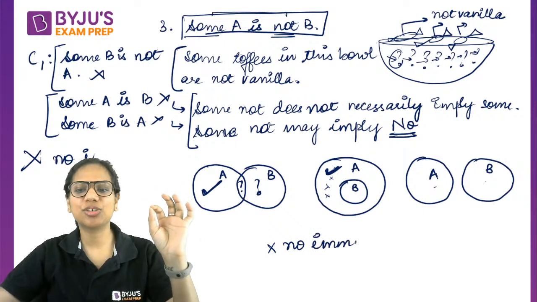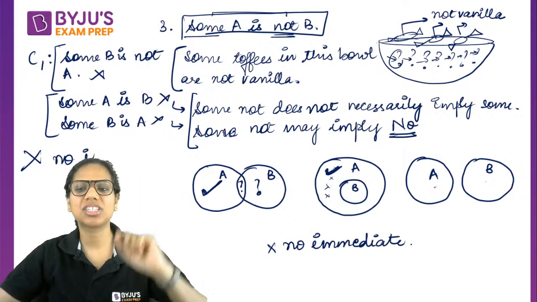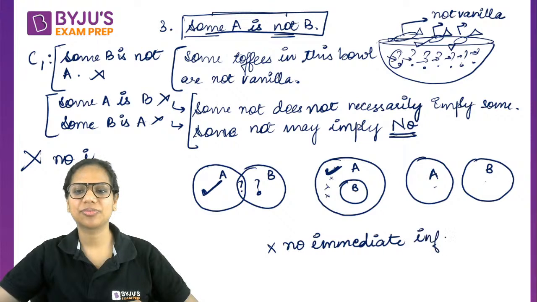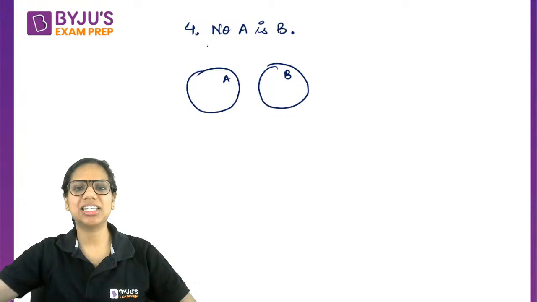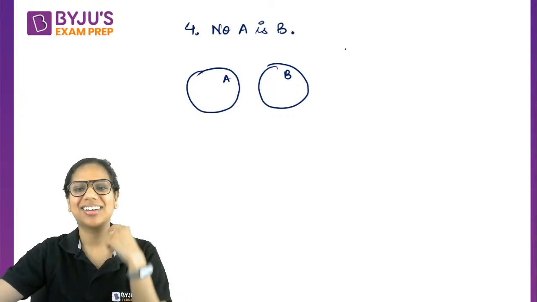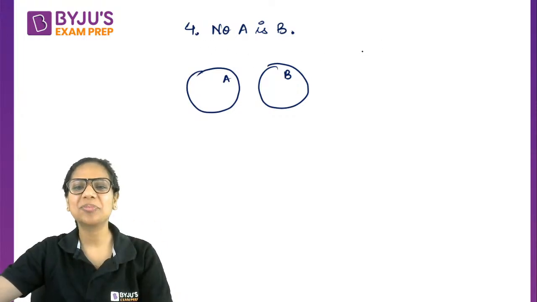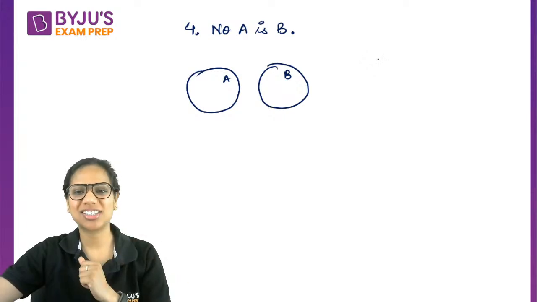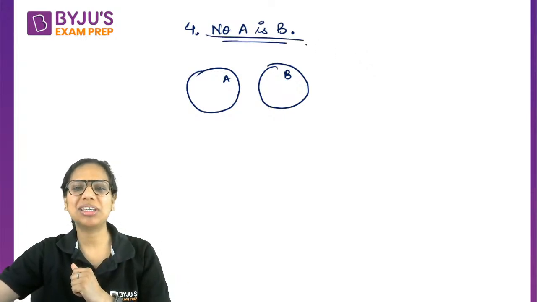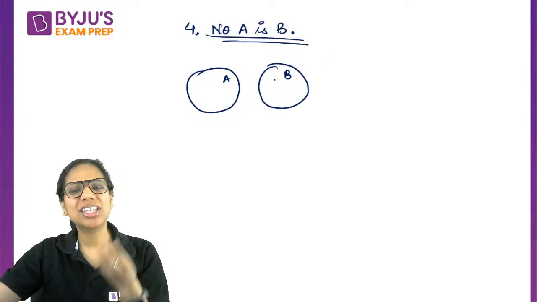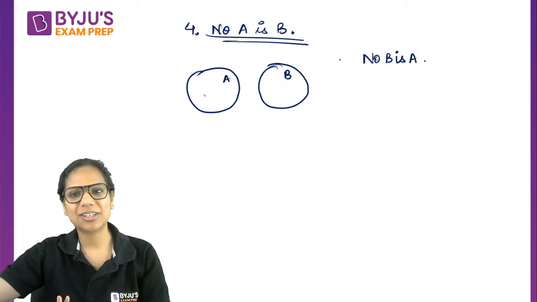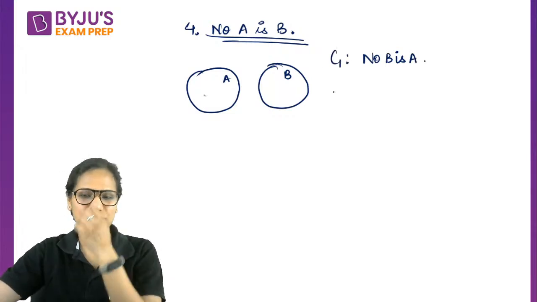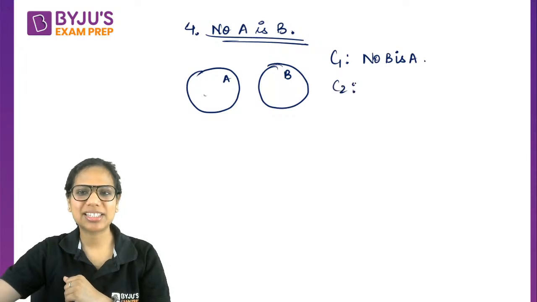No immediate inference can be drawn from the statement some A is not B. Okay, no immediate inference. And lastly, no A is B, the best out of the lot, the simplest out of the lot. And after this, we are going to begin questions in a short while. No A is B, it is quite visible that no B is A. Yes, you don't even need to think much about this. If no A is B, no B is A, right? So that's one conclusion. What else?